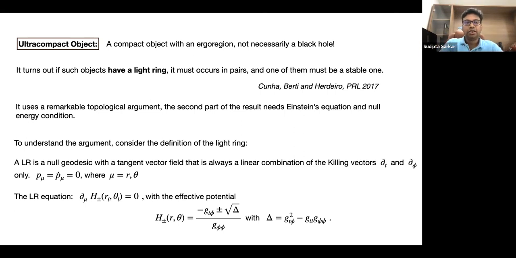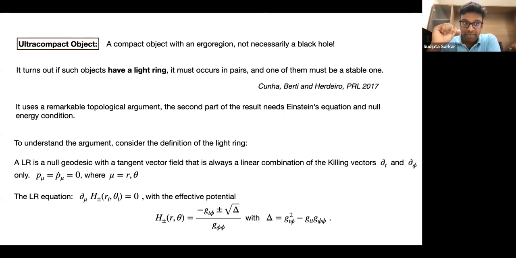There is a paper by Pedro Cunha and collaborators, and this group is very active in understanding the properties of the light ring. What they have shown is that if there exists an ultra-compact object which is not a black hole, with no horizon, and it has one light ring, there must be another light ring. So if there is no horizon, light rings will always come in pairs. That means if there is one maximum, there should be a minimum as well.